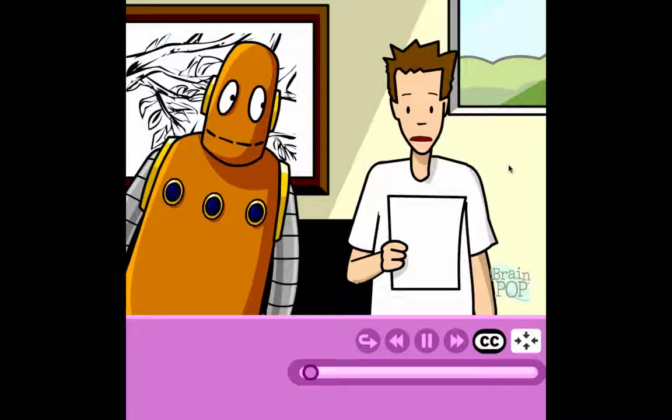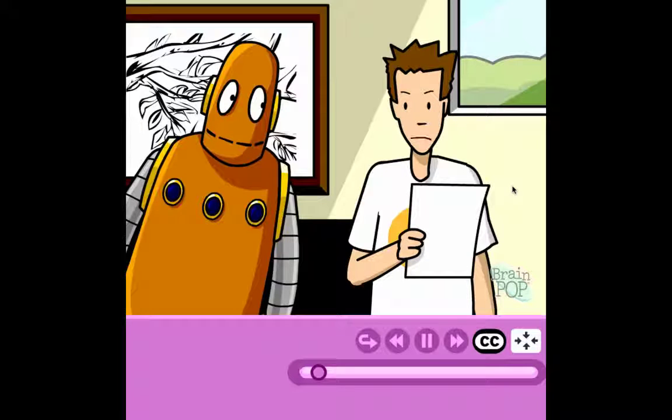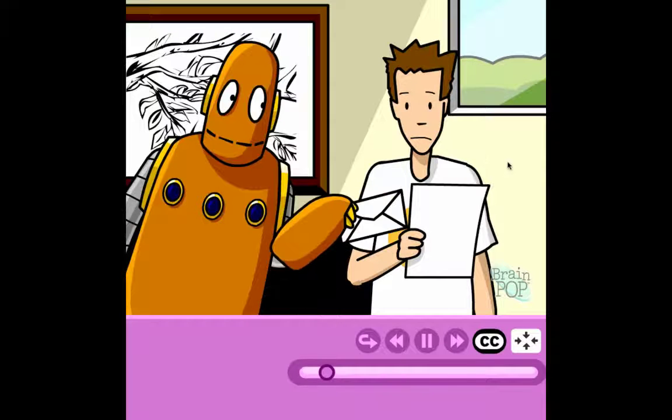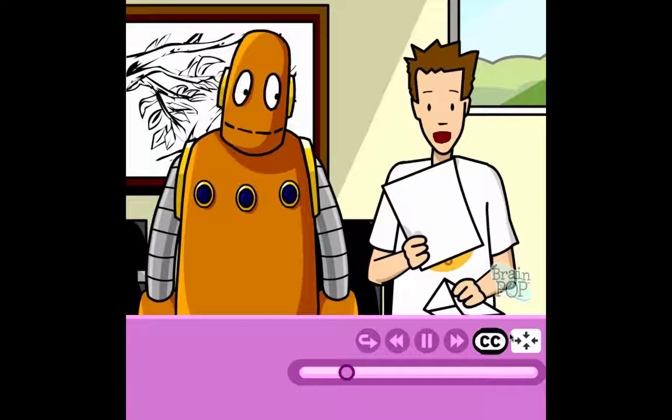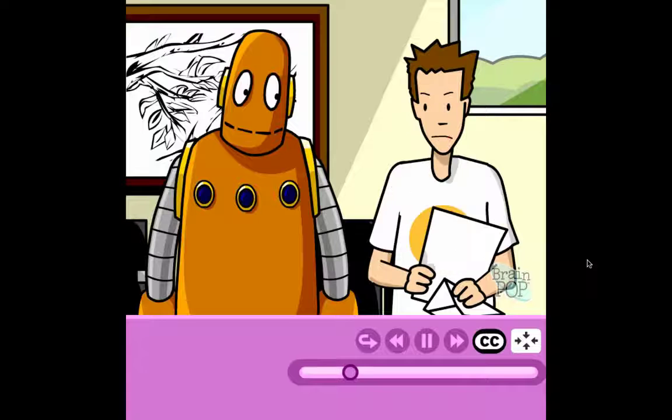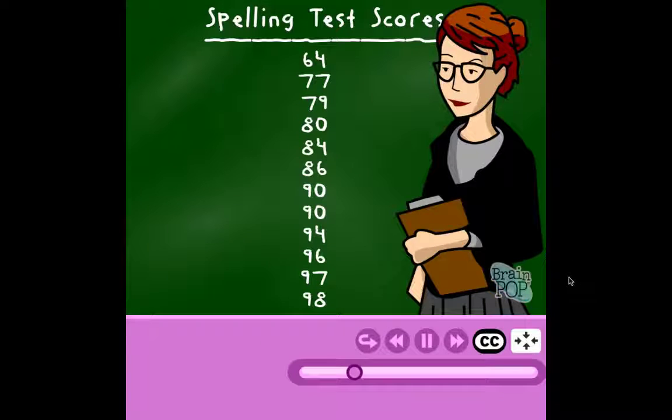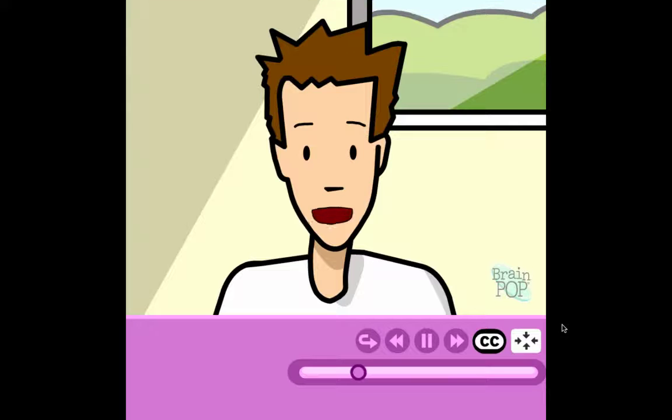No, it's a spelling test I took. No, you can't see it. It's my test. Tests are private. Dear Tim and Moby, I'm always getting mean, median, mode, and range mixed up. Can you tell me the difference? From Lola. Sure thing. Take this spelling test that our class just took. Our teacher posted the scores on the blackboard, without any names, of course. We use the terms mean, median, mode, and range when we're talking about a list of numbers like this one.